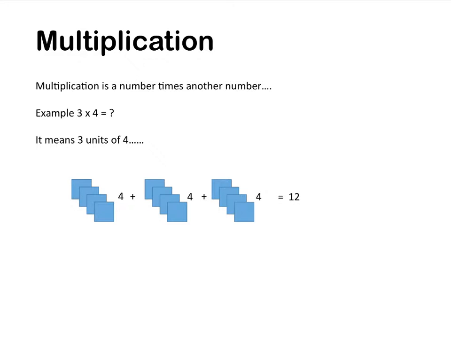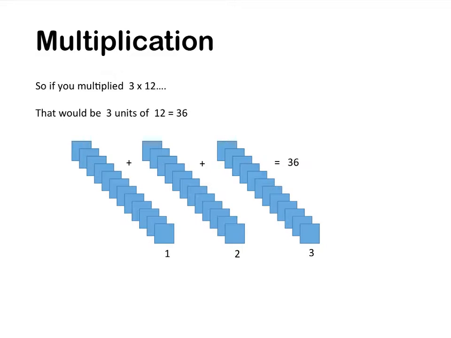Multiplication is taking a number times another number. An example, 3 times 4. This simply means we have 3 units of 4, as noted here, which is the same as 3 times 4 equals 12. So if you wanted to multiply 3 times 12, you would have 3 units of 12. Your final answer, 36.